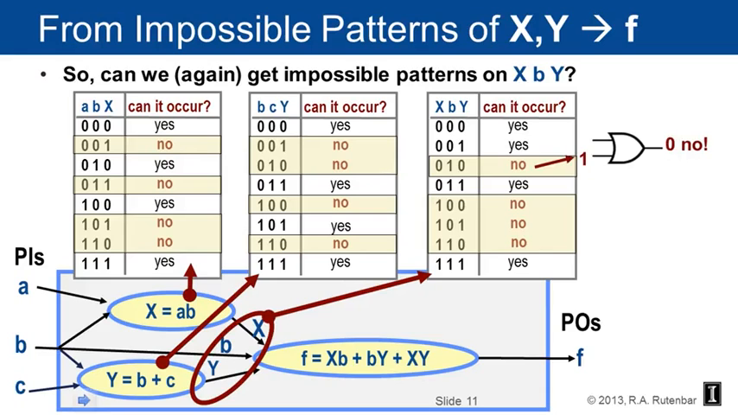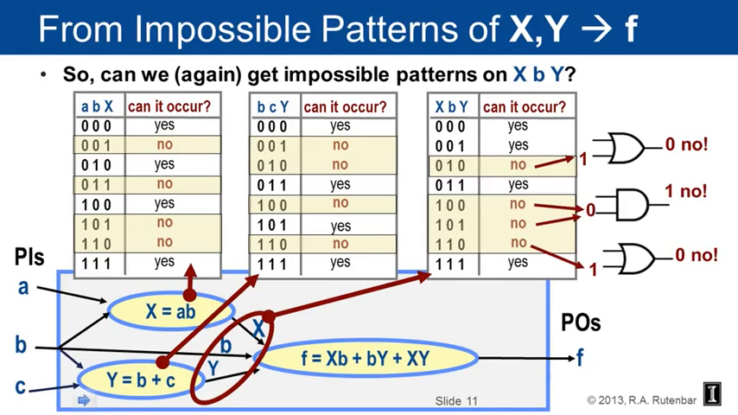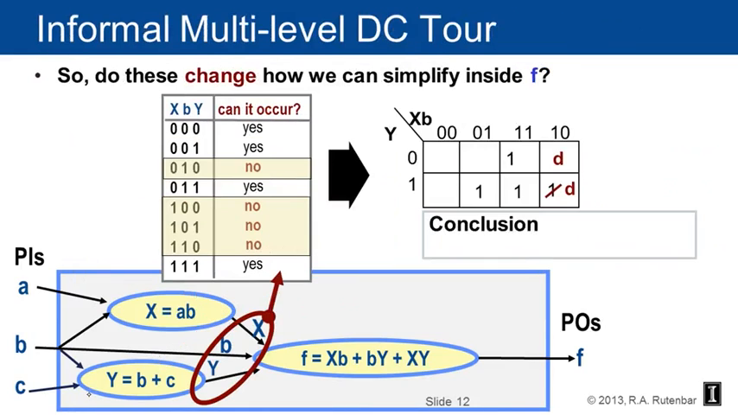And we can again look at them. Why is 0,1,0 an impossible pattern for x, b, y? Because you're trying to put a 1 in an OR gate and get a 0 out. Why is 1,1,0 impossible? Because you're trying to put a 1 in an OR gate and get a 0 out. Why are the two patterns 1,0,0 and 1,0,1 impossible? Because you're trying to put a 0 in an AND gate and get a 1 out. Because of the context of this network, of what x is as a function of a and b, and what y is as a function of b and c, certain patterns of x, b, and y are impossible jointly. And these things become don't cares. And so we get some more good stuff.